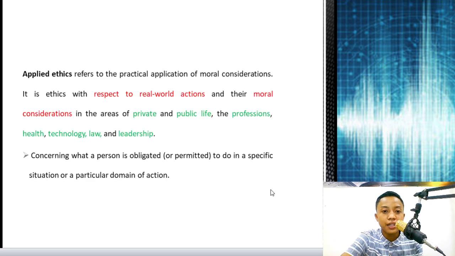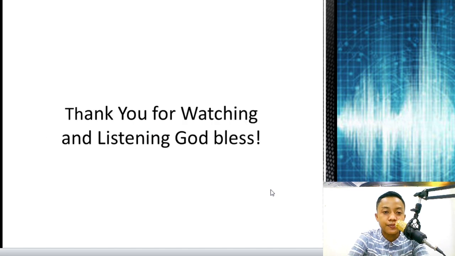Applied ethics. Applied ethics refers to the practical applications of moral considerations. It is ethics with respect to real world actions and their moral considerations in the areas of private and public life, the professions, health, technology, law, leadership. Applied ethics refers to practical applications of moral consideration, concerning what a person is obligated or permitted to do in a specific situation or a particular domain of actions. That is applied ethics. And that's all.